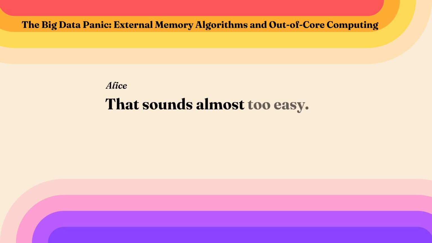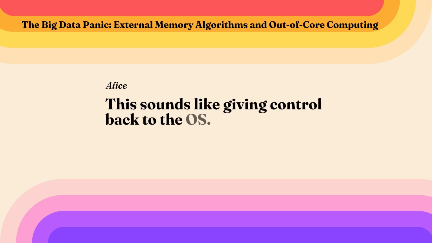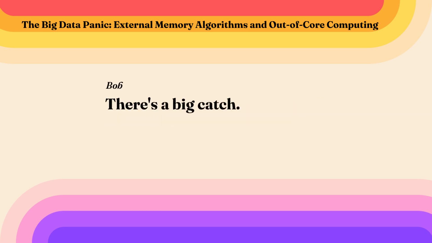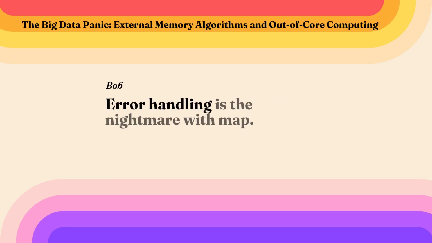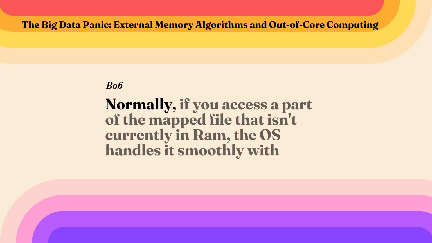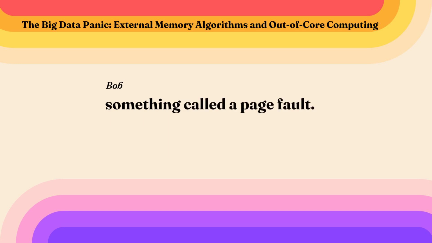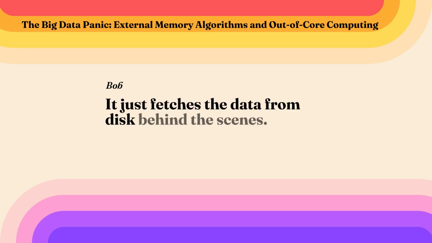That sounds almost too easy, like magic. There has to be a catch, right? You mentioned taking control earlier. This sounds like giving control back to the OS in a way. There's a big catch. The simplicity comes at the cost of, well, fragility. Error handling is the nightmare with mmap. Normally, if you access a part of the mapped file that isn't currently in RAM, the OS handles it smoothly with something called a page fault. It just fetches the data from disk behind the scenes.